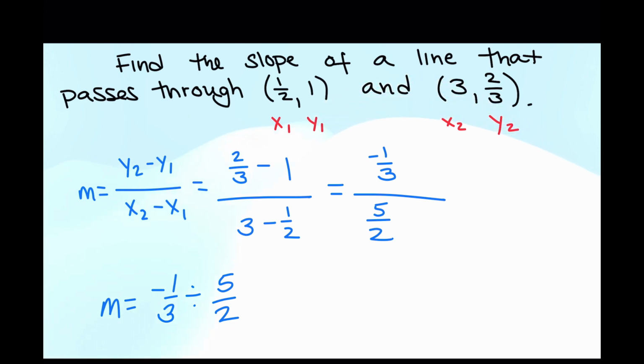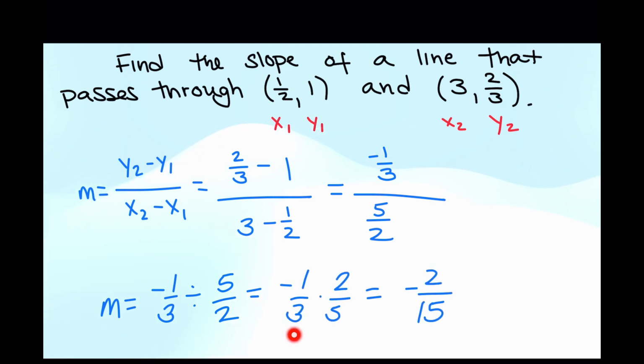To divide fractions, we copy dot flip, or multiply by the reciprocal. So I copy down the negative 1/3, change to multiplication, and I flip the 5 over 2 to 2 over 5. Now I can multiply straight across. Negative 1 times 2 is negative 2. 3 times 5 is 15. And there is my slope, negative 2/15.